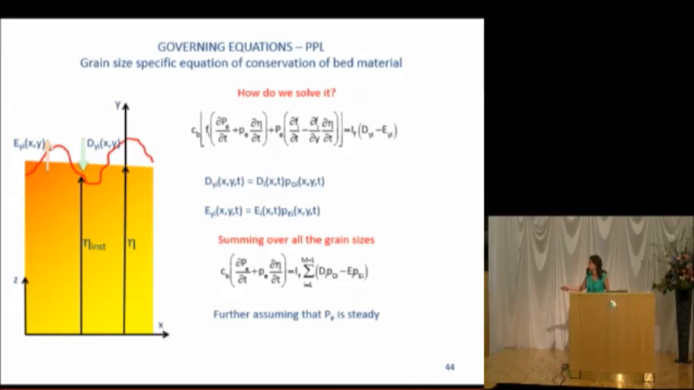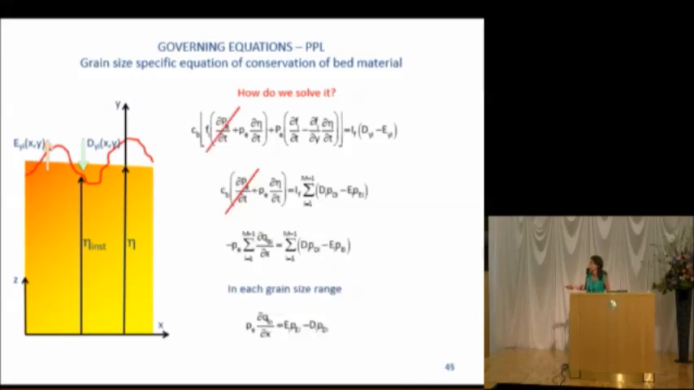If we assume now that p is steady, which is what we said at the beginning, we assume that these functions are steady because we cannot do much better now. We get rid of the time dependence of the probability function of bed elevation fluctuations, and we get this form. So the sum of the grain size specific bed load flux divergence times the probability density of bed elevation at a generic elevation z is equal to the sum of the deposition and the entrainment at the same elevation. If we write this equation in each grain size range, we find here a relation between the three probability density functions. And let's see how this relation looks.